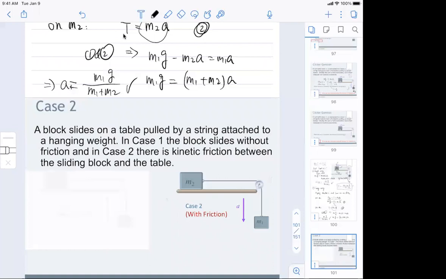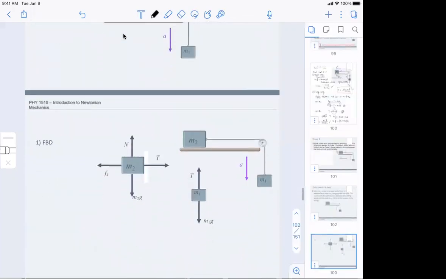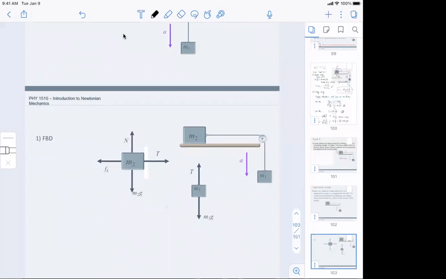But now with friction, what has changed? Now, instead of just the tension, you also have kinetic friction acting on M2. I'm just going to show you the free body diagram for M2. M2 now has normal force, gravity, tension, and friction. M1 is the same. So we want to see with friction, is the tension now bigger or smaller? Because that's what we're trying to compare. How does tension compare with the case where there's no friction?